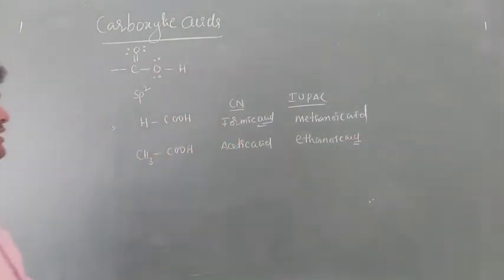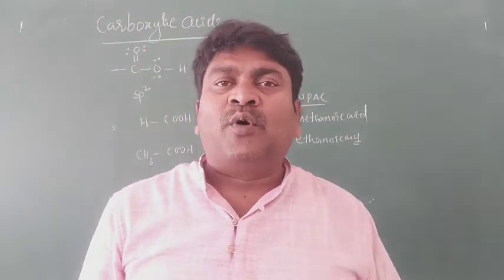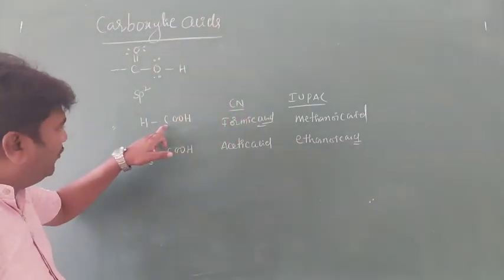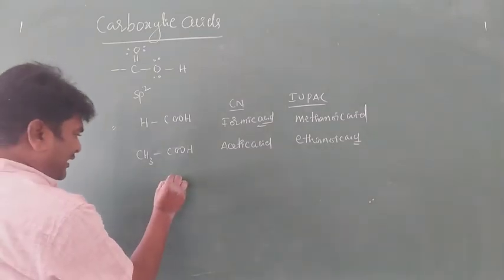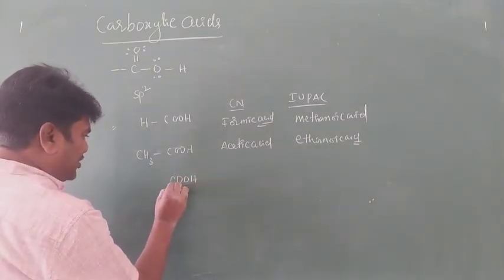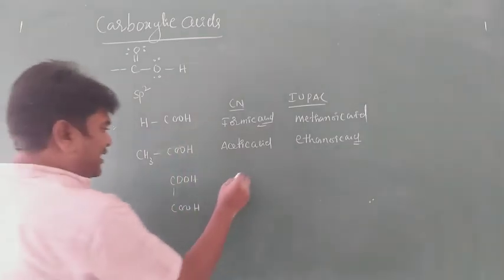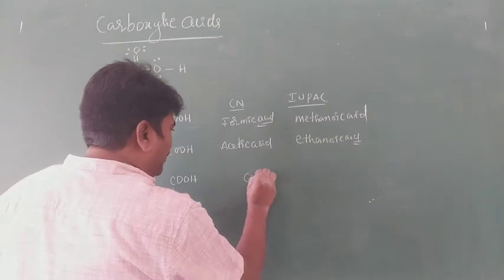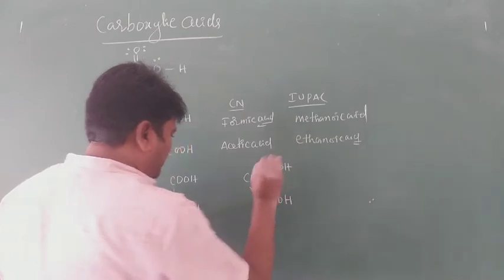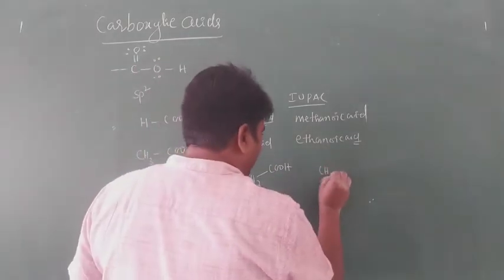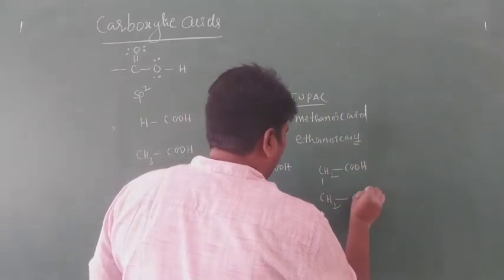These all are examples of monocarboxylic acid. Only one COOH is there. Suppose dicarboxylic acid. See there, COOH. Next one, COOH. Next, CH2, COOH. Next one, COOH. Next, CH2, CH2, then COOH.